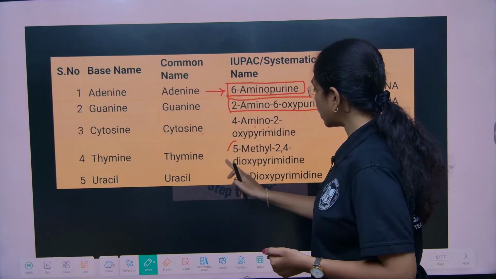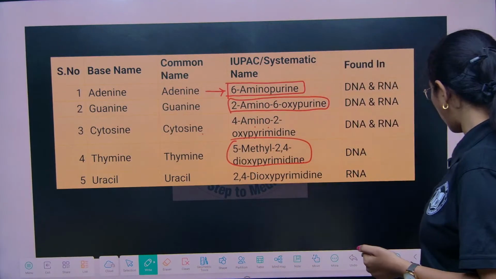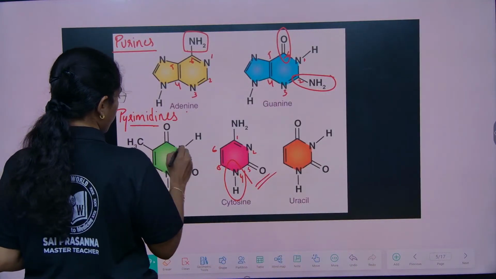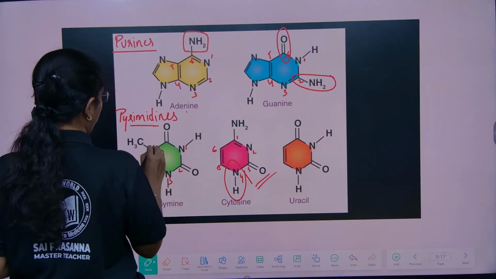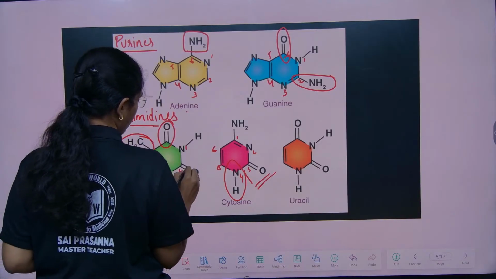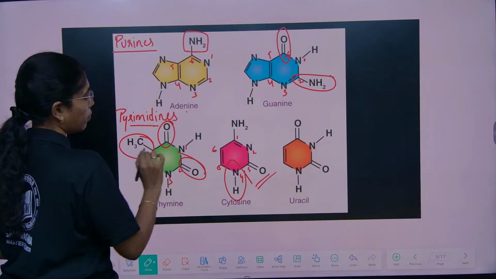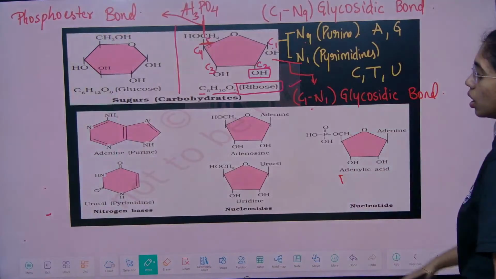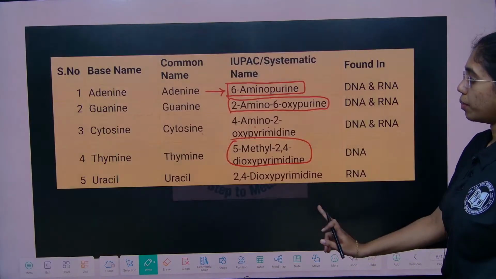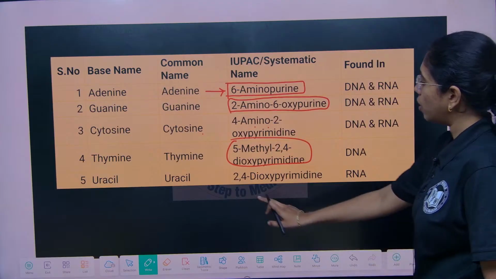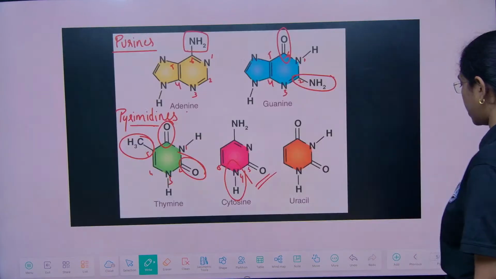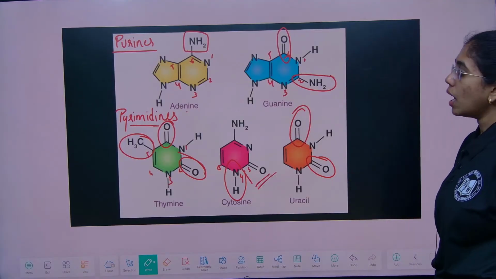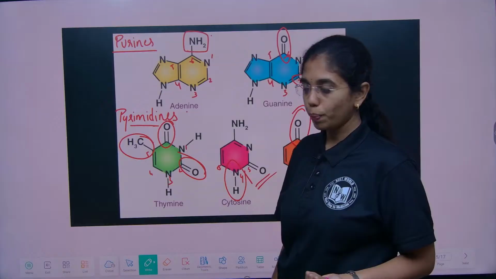And then thymine, it is 5-methyl-2,4-dioxypyrimidine. Okay. And then uracil, which is 2,4-dioxypyrimidine. Clear, right?